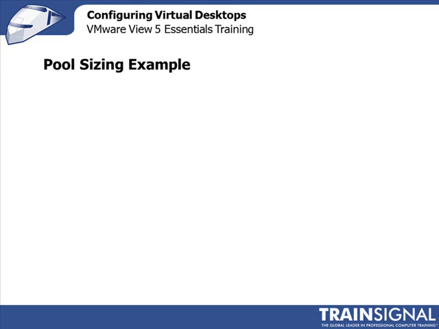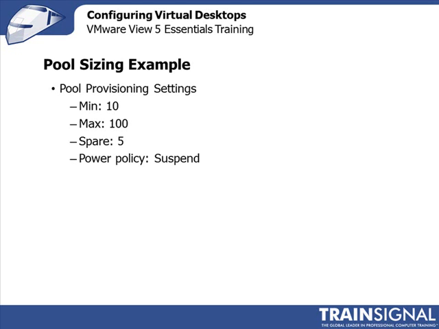So let's take a little look at a pool sizing example, kind of flesh this out a little more, give it a little more skin to it. So let's look at pool provisioning settings. I have a minimum number of 10 VMs. I have a maximum number of 100 VMs in this pool, and I want a spare set of 5 VMs. And my power policy that I've set for the pool is to suspend VMs if they're not in use.